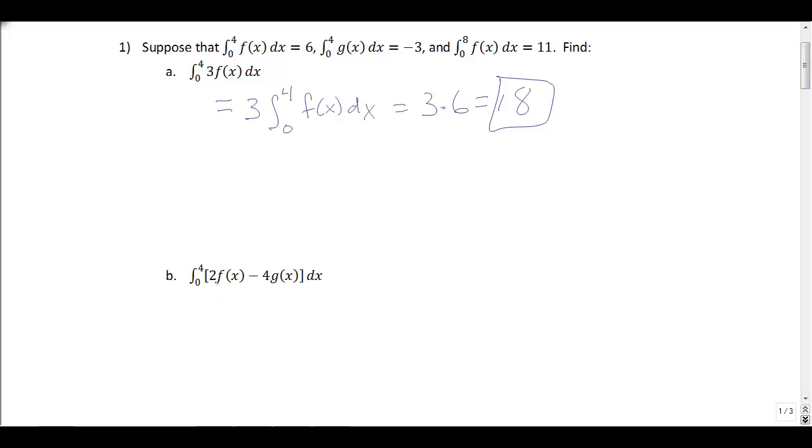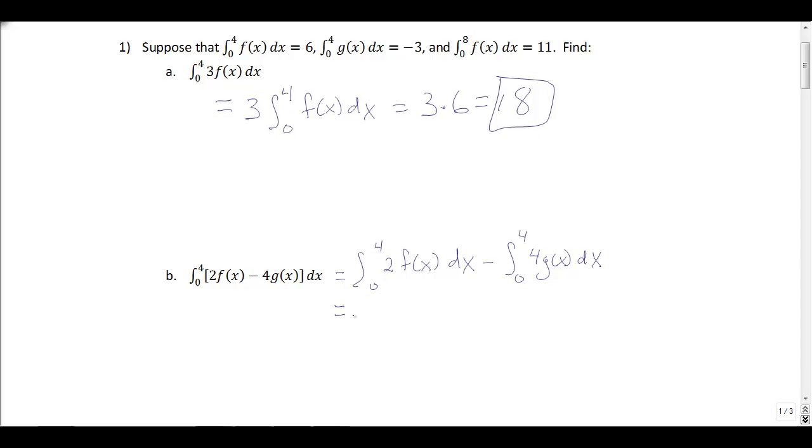Next one, we've got the integral of 2 times f of x minus 4 times g of x. We can use the same thing as before. We're going to use the fact that definite integrals are linear, I suppose. Let's just do it a couple steps. First thing I can do, the integral from 0 to 4 of 2 times f of x dx minus the integral from 0 to 4 of 4 times g of x dx. So I can split up this difference into the difference of two different definite integrals.